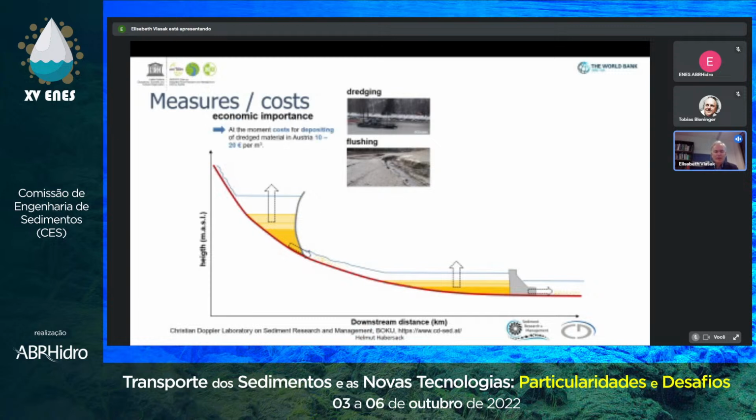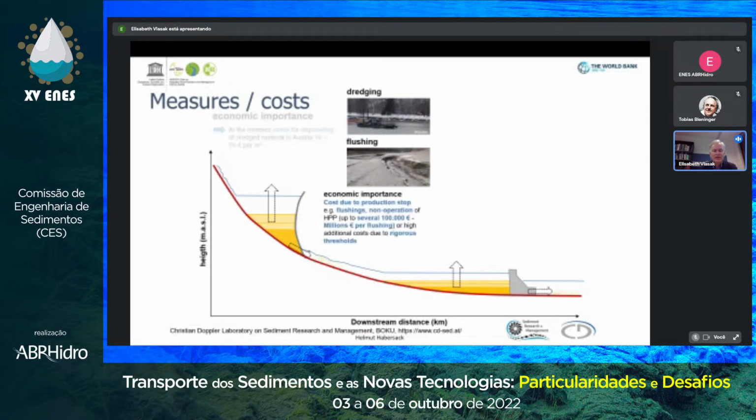Now, if we want to dredge material, for example, and we want to dump it somewhere, the costs are very high. So in our country, we say it's about 10 to 20 euros. It's approximately the same for US dollars per cubic meter. So if you have millions of cubic meters somewhere in the reservoir and you want to dredge it and dump it, it's very costly. If you can leave it in the system for downstream purposes, it's of course cheaper. Still, you have costs for dredging.